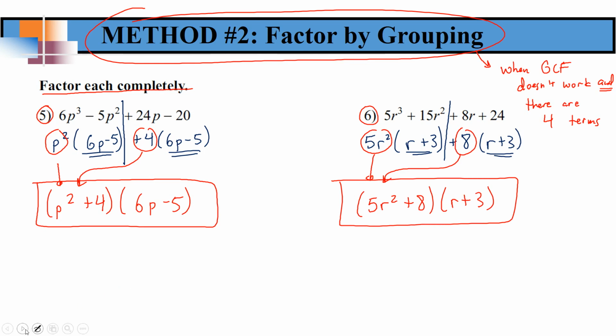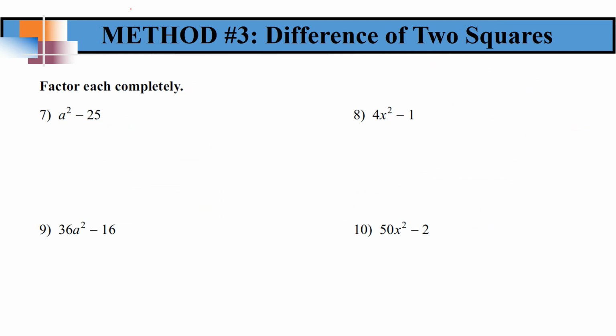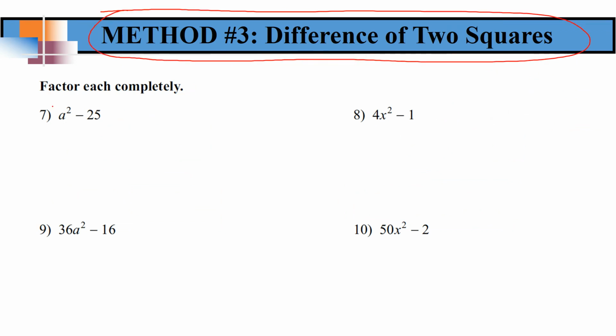All right, moving on to method 3. As you write down on your page, you want to write down method 3, difference of 2 squares. You want to write out the directions that say factor each completely. And you want to write down the original problems here for 7, 8, 9, and 10. Again, feel free to pause the video if you need to.